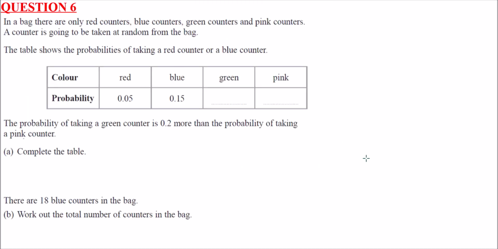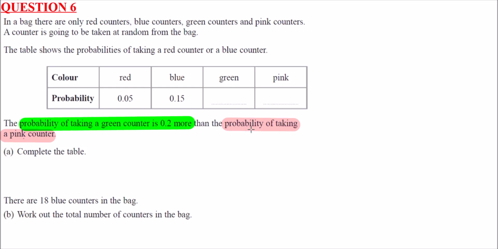Question 6. In a bag there are only red, blue, green and pink counters. A counter's going to be taken at random from the bag, and the table shows a probability of taking a red counter or a blue one. Green and pink haven't been filled in yet. But the probability of taking a green counter is 0.2 higher than the probability of taking a pink one. And this is our clue and how we're going to get started.